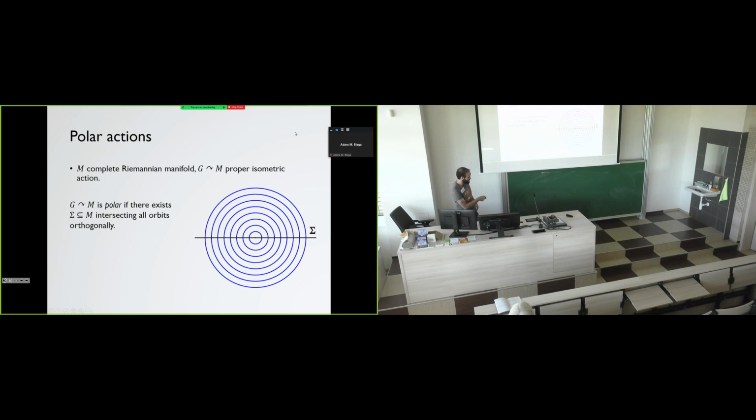So for example, here on the right we have the main example of a polar action, which is the group of rotations SO2 acting on the plane, and every straight line that goes through the origin is going to constitute a section. Also from the picture we can already see the two main properties of sigma. The first one being that the dimension of any section is going to be equal to the minimum codimension of the orbits. This is known as the homogeneity of the action. And secondly, sigma is always a totally geodesic submanifold of the ambient space.